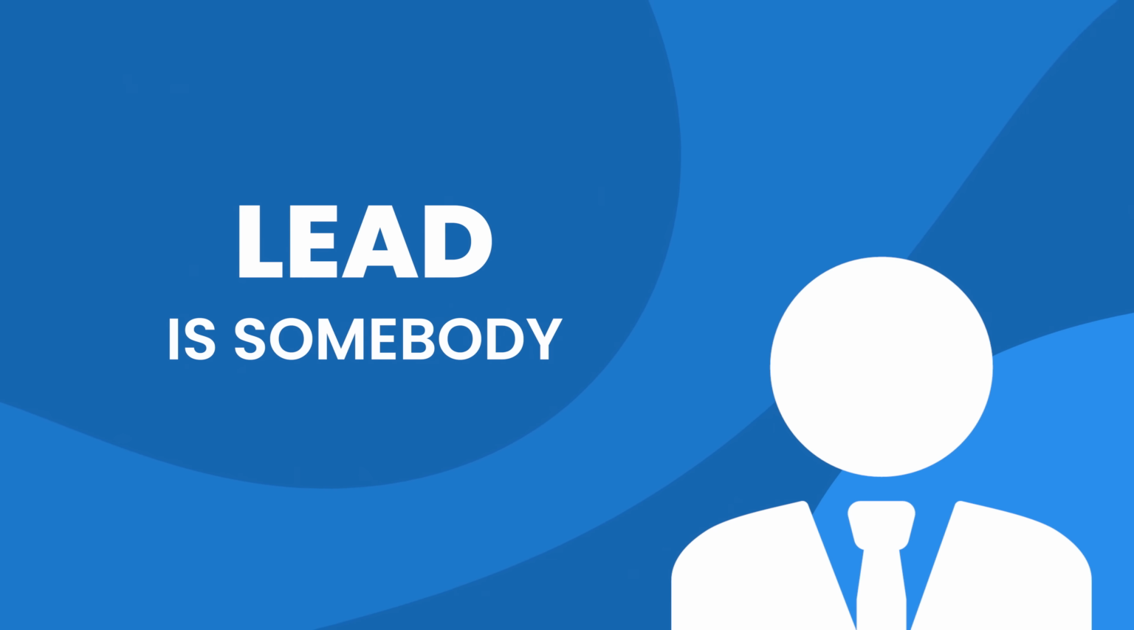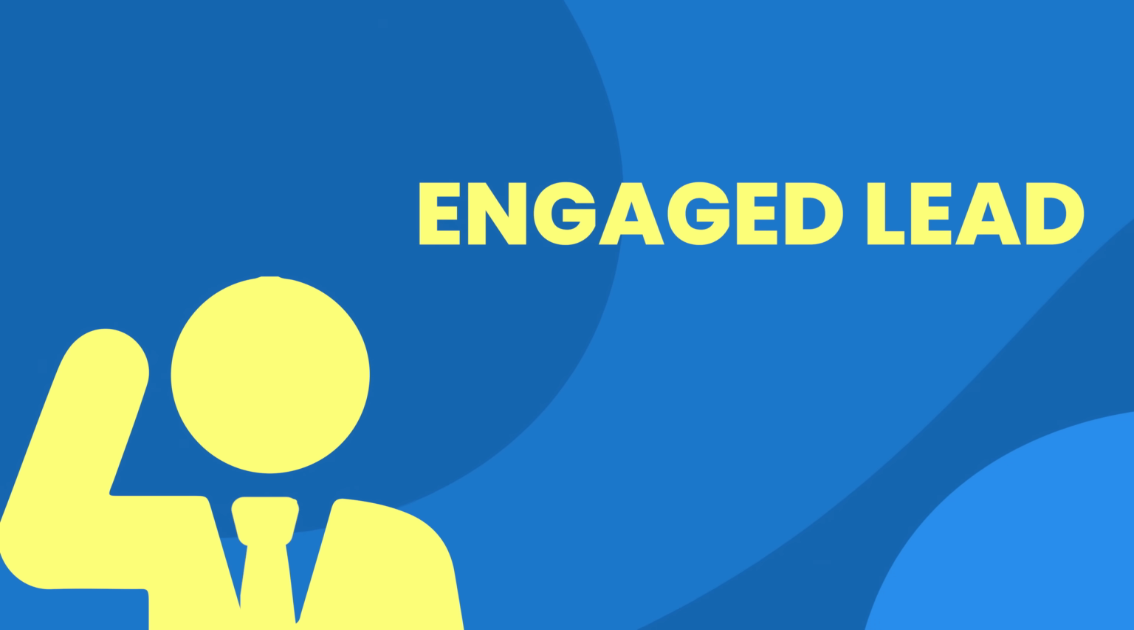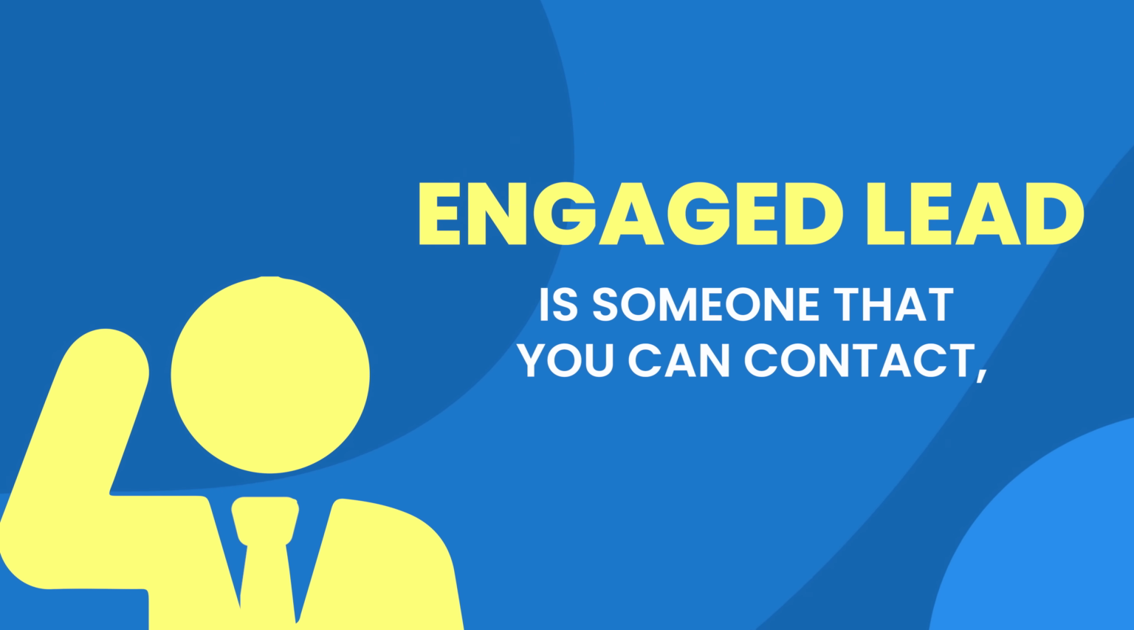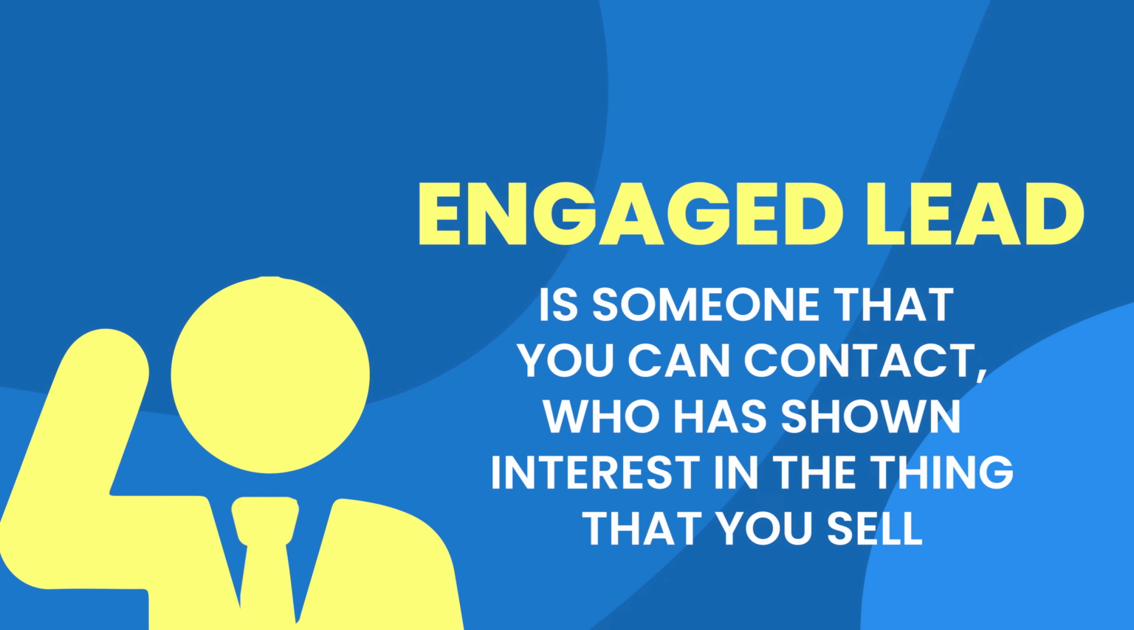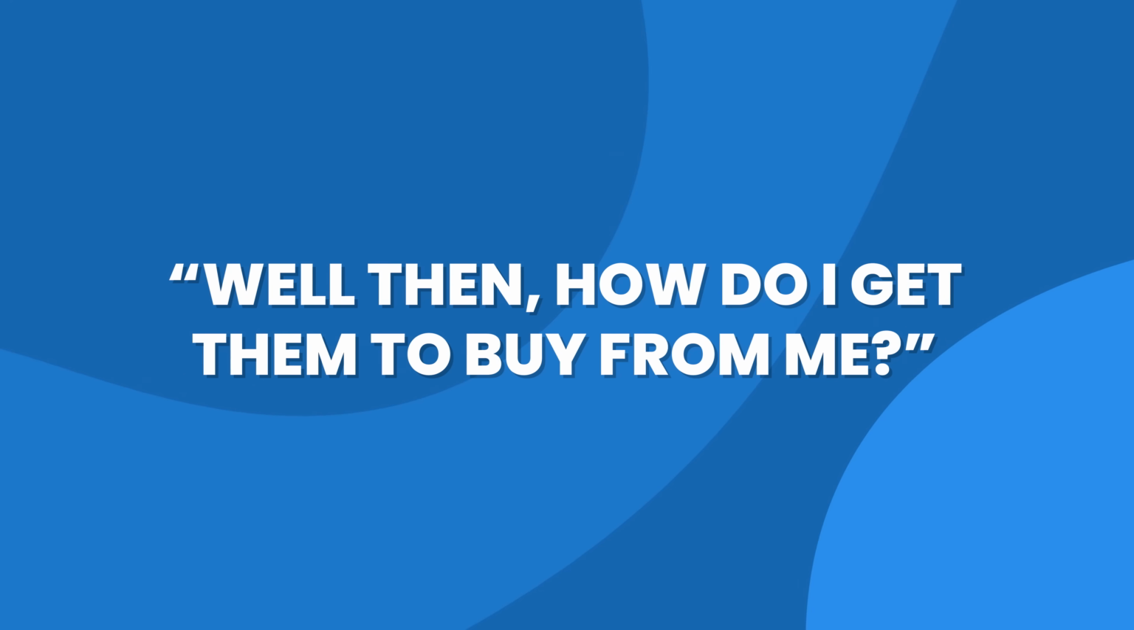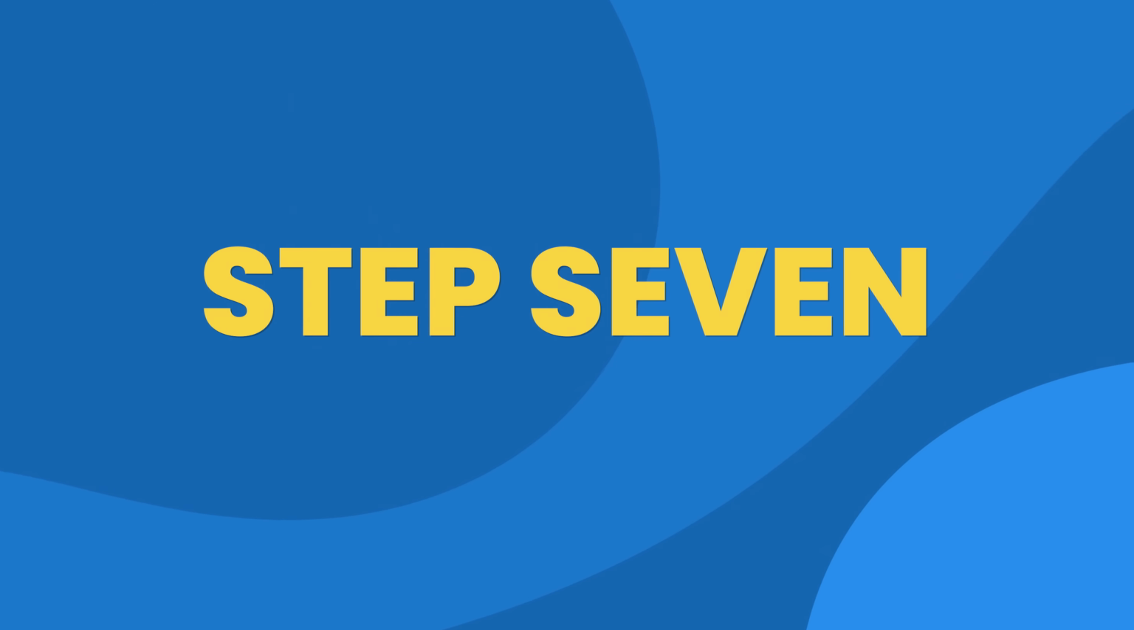A lead is somebody that you can contact. An engaged lead is someone who you can contact, comma, who has shown interest in the thing that you sell. If she says, I haven't been able to keep up with my workouts, etc. Now, they have shown interest in the thing. Well, then how do I get them to buy from it? We're gonna give them the easiest offer in the world to say yes to.